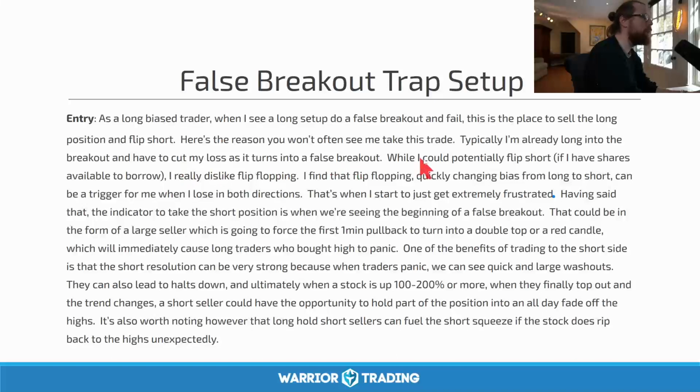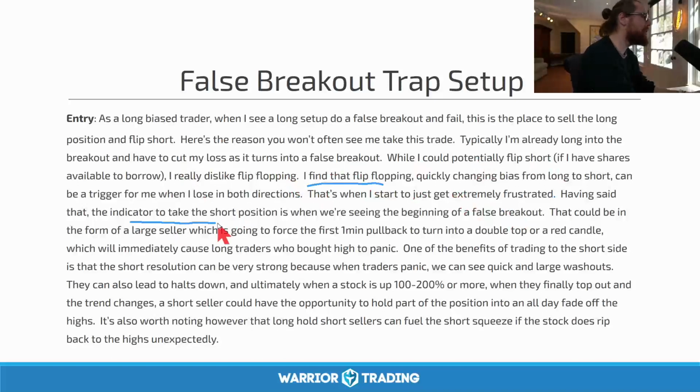So while typically I'm already long into the breakout and I have to cut my losses, it turns into a false breakout. While I could potentially flip short if I have shares to borrow, I obviously dislike flip-flopping, as I've talked about. I find flip-flopping, which is quickly changing the bias from long to short, can be a trigger for me, especially when I lose in both directions, because then I get really frustrated. It drops down, I'm short, then it pops right back up, then I lose short, then I go long, and then it does it again.